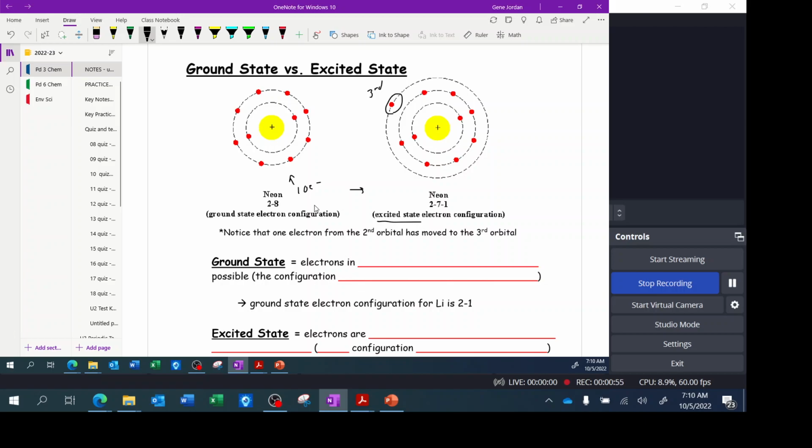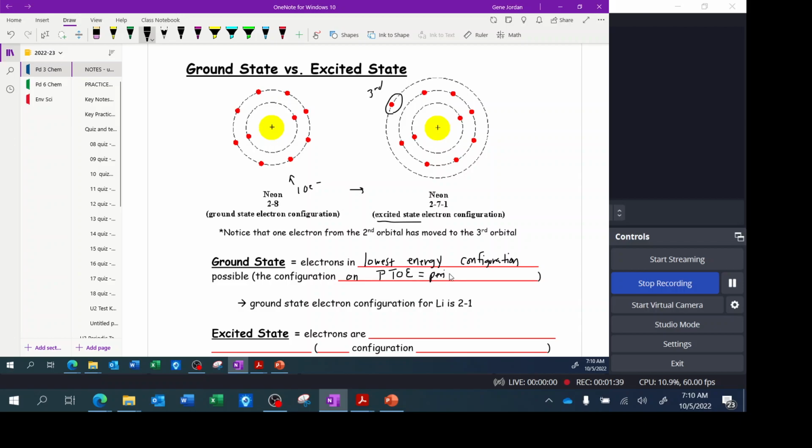Ground state is electrons in the lowest energy configuration. So we just want to remember lowest energy means closest to the nucleus. It's the configuration that's always found on the periodic table. Now I use an abbreviation for periodic table of elements, PETO. Sometimes I just want you to be aware of that. Ground state electron, so don't forget.